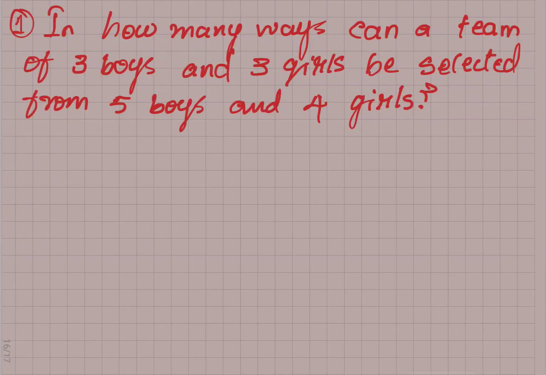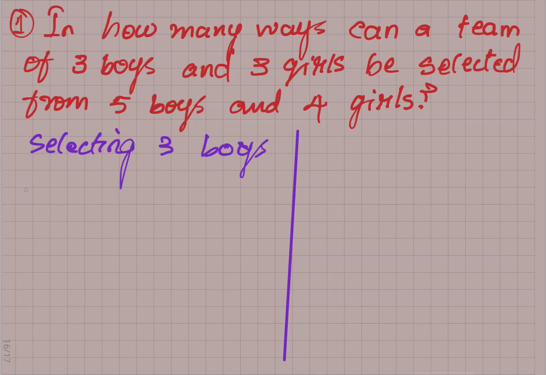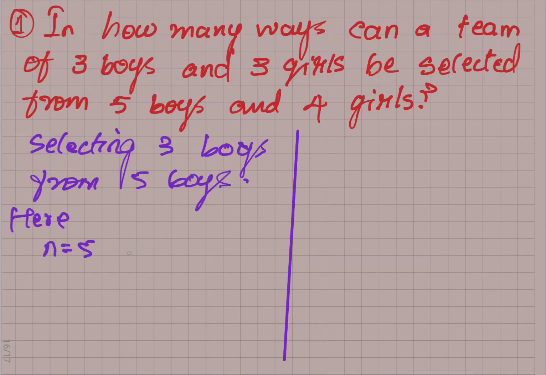In how many ways can a team of 3 boys and 3 girls be selected from 5 boys and 4 girls? In order to solve this question, let's take boys first. Selecting 3 boys from a group of 5, we get the value n is equal to 5 and r is equal to 3.